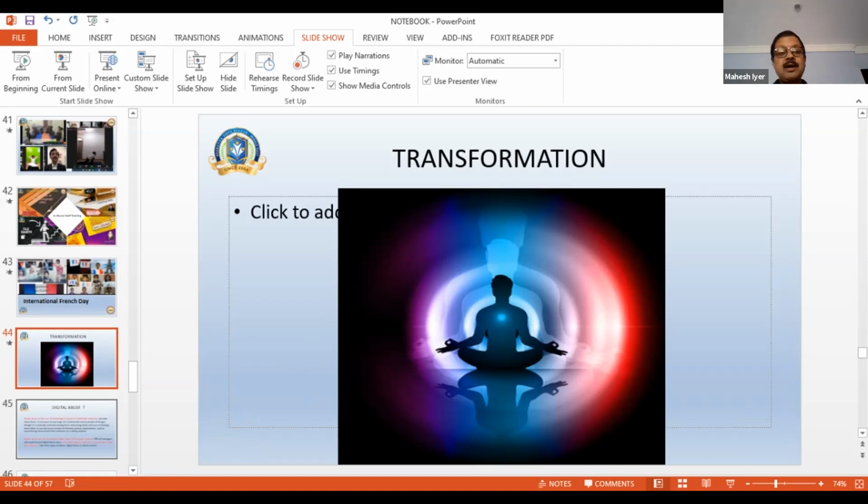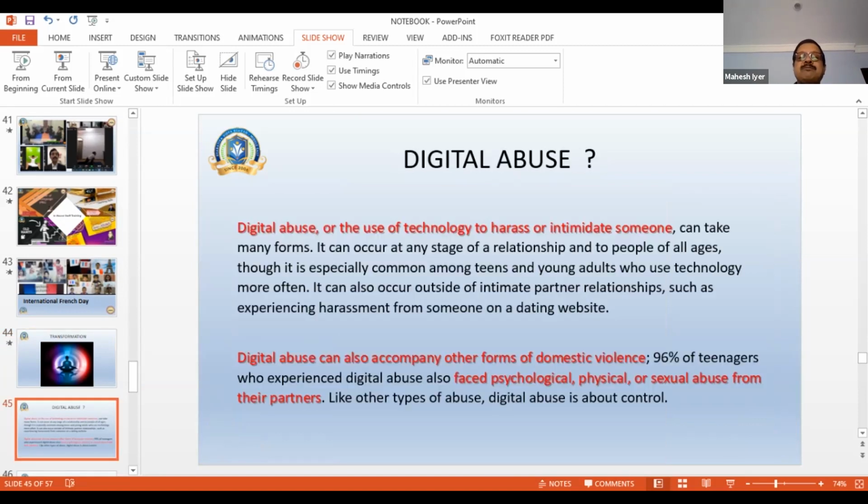My dear ladies and gentlemen, here we should understand that even though we are techno-savvy, and we are trying to make ourselves techno-savvy, the other side of the coin says how people are misusing it. That is part of the technology. Everything depends upon us, how to use and how to misuse, which can be abused later on. Digital abuse is nothing but a kind of harassment. Digital abuse can also accompany other forms of domestic violence, psychological, physical, or sexual abuse from their partners.